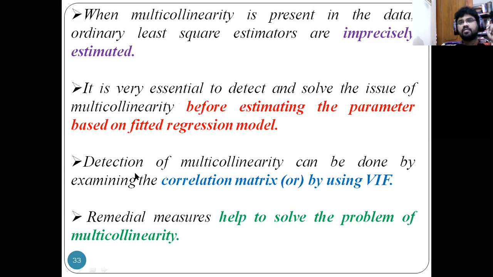Detection of multicollinearity can be done by examining the correlation matrix. As I told you, the main things are the correlation matrix and VIF values. These are the two tests most scholars use: the correlation matrix and the VIF value, the variance inflation factor. Whatever we discussed are the remedial measures, the six or seven measures which help us solve the problem of multicollinearity. I hope you understood, dear students.